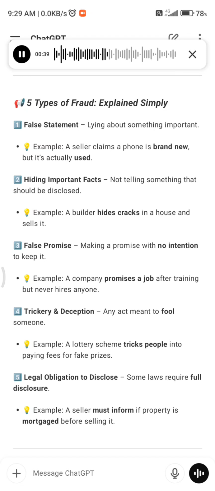4. Trickery and deception. Any act meant to fool someone. Example, a lottery scheme tricks people into paying fees for fake prizes. 5. Legal obligation to disclose. Some laws require full disclosure. Example, a seller must inform if property is mortgaged before selling it.